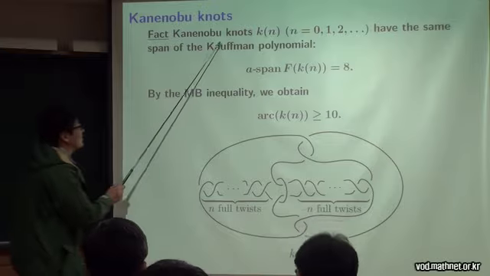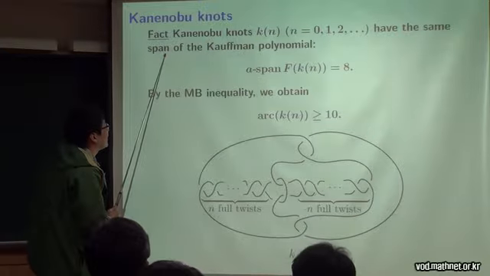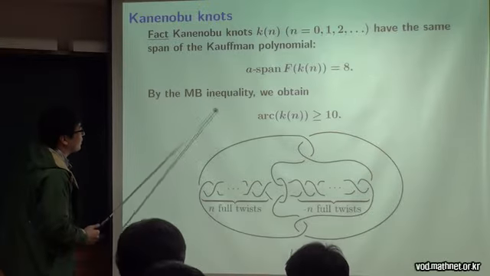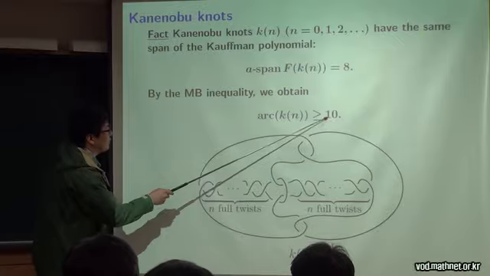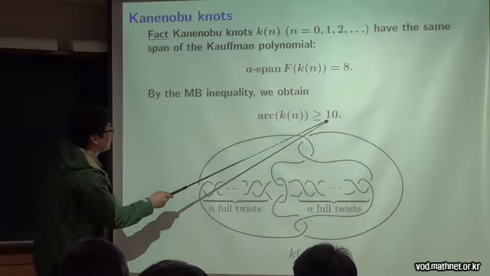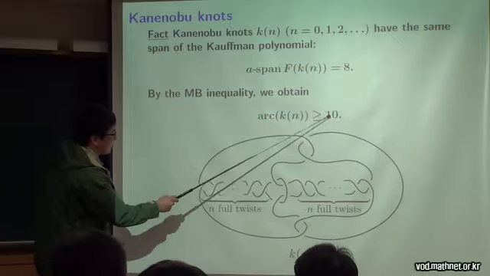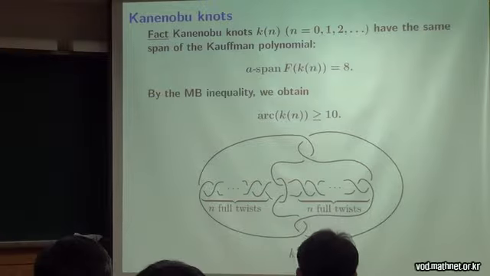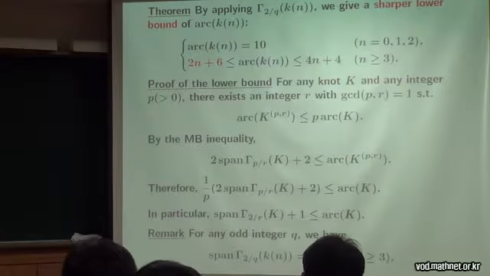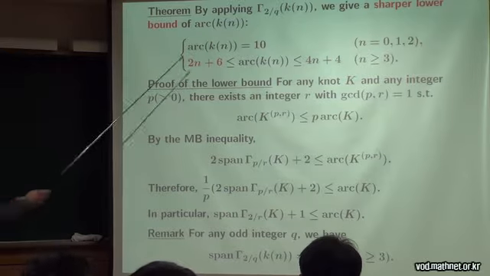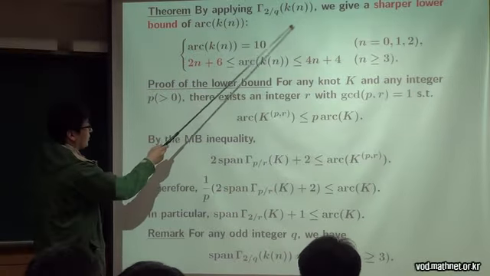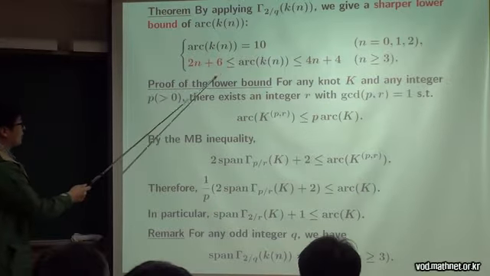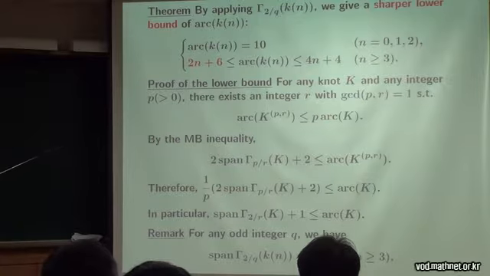It is known that Kanenobu knots have the same span of the Kauffman polynomial like this. So we obtain a lower bound of the arc index of Kanenobu knots like this. But this is also not good, always 10. By using the 2-cable gamma polynomial, we obtain a sharper lower bound of the arc index of Kanenobu knots like this.